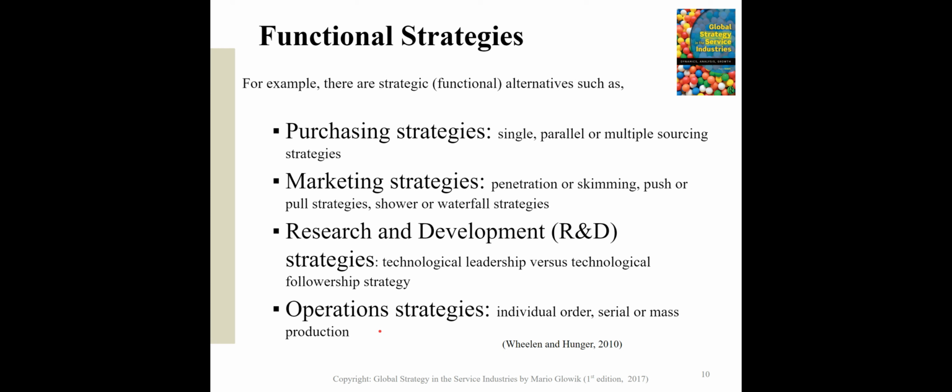And then there are alternatives at the firm's operations department. For example, we distinguish between individual order, serial, or mass production. Individual order, as the term indicates, means, for example, one especially engineered, especially designed machinery, which is only available once. And then there's serial or mass production. Serial production is common in the automotive industry or electronics industries, and mass production deals with products such as nails, for example.